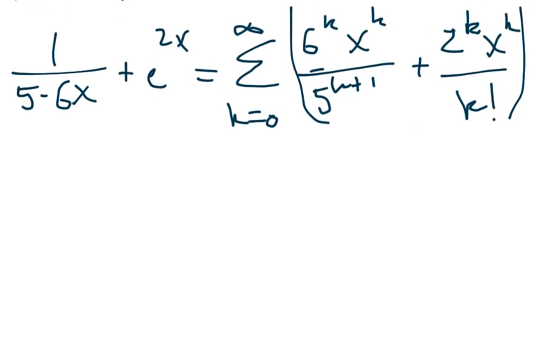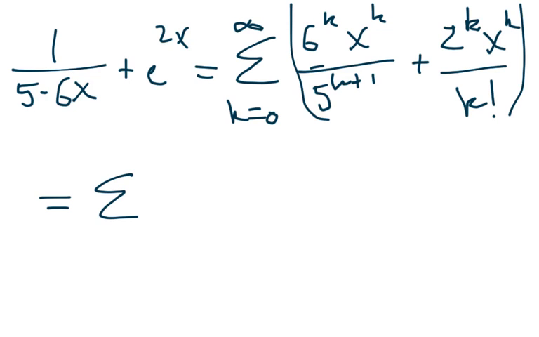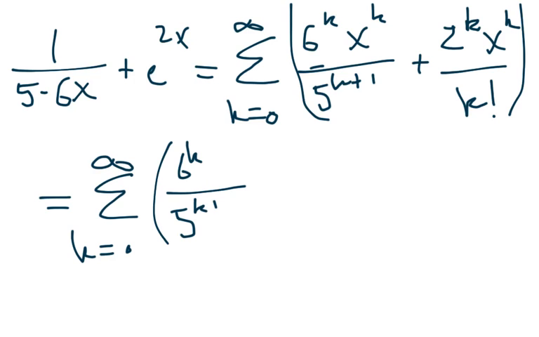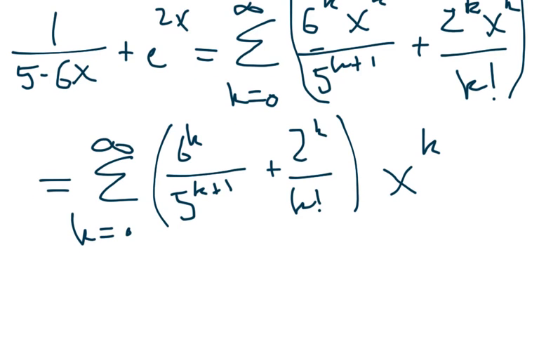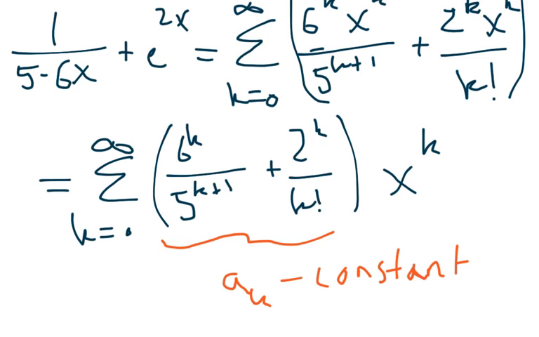Okay, so we can rewrite this. For a Taylor series, you always want to write it as some coefficient. So this is going to be x to the k, over 5 to the k plus 1, plus 2 to the k over k factorial. This is going to be my coefficient times x to the k. So if you've seen in our notation, we sometimes call this a_k. This is constant with respect to x, but as k changes it takes a different value.